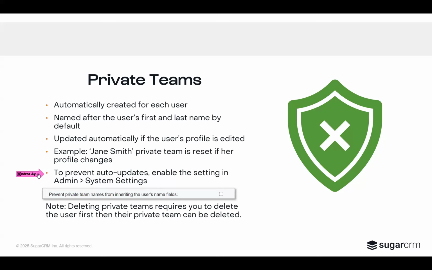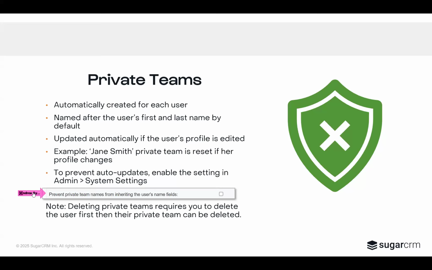Here's another one, which was something I actually learned by creating this: to prevent any auto updates. If you have any kind of integration within the system that would update a private team, you can prevent that by going to the admin and the system settings. There is an option at the very bottom of the system setting page that says prevent private team names from inheriting their users' name fields. If you don't want that functionality, you can check the box and it will prevent it from doing that.